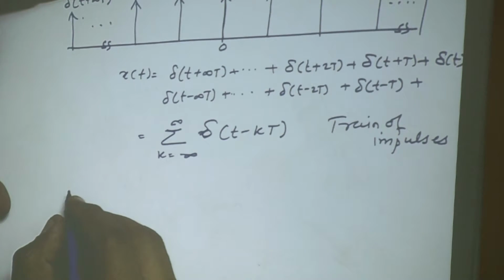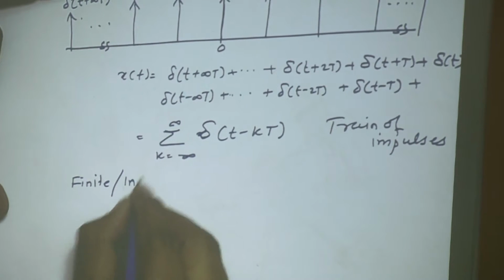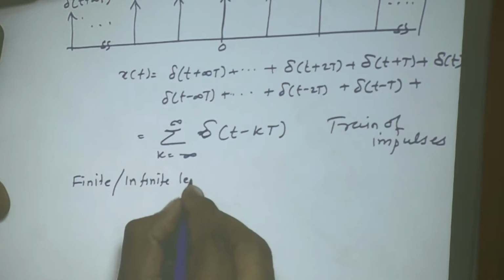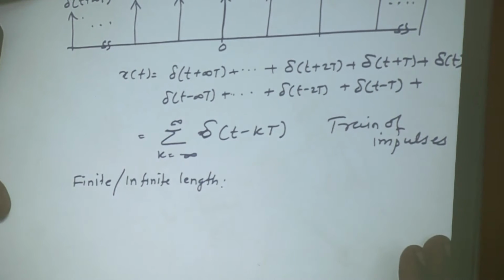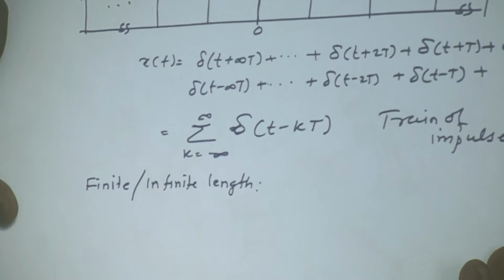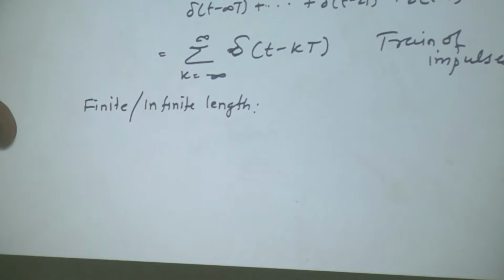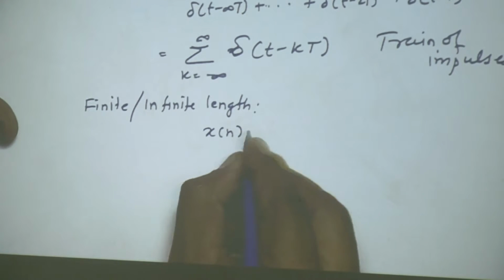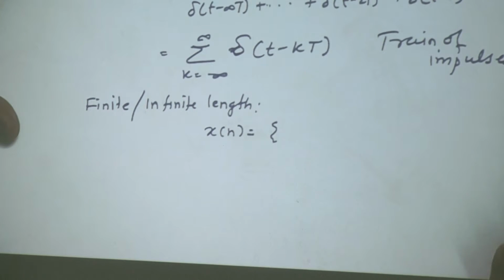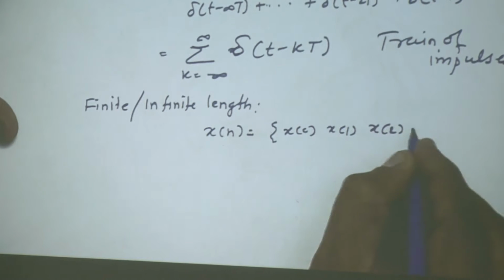Next classification of signals is finite length versus infinite length. If you recollect, length in continuous time is associated with duration. Here, since it is a sequence of numbers, the size of the sequence is measured in terms of either a finite length sequence or an infinite length sequence. So x[n] is said to be of finite length if it contains a finite number of samples, x[0], x[1], x[2] and x[10].